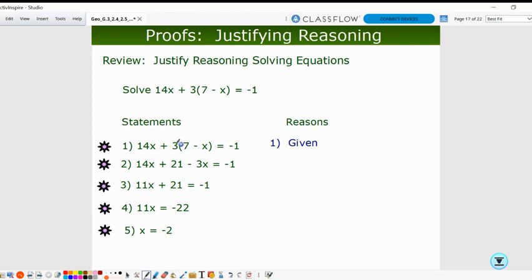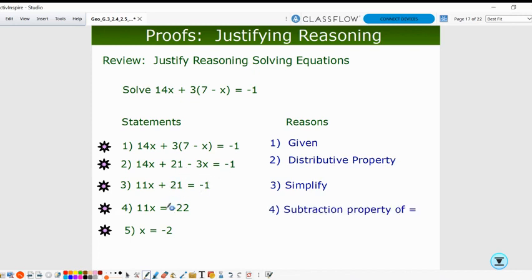As we work on this, what's happening? For my first line of work, it looks like I distributed. So that would be the distributive property. After that, what did we do? Well, it looks like we combined the x's. So that might be a step called simplify. We're just simplifying the math there. After that, we're subtracting 21 on both sides. If you're subtracting on both sides of an equation, you're using the subtraction property of equality, and I abbreviate that throughout my notes. Lastly, we're dividing by 11, so that's the division property of equality. And this would be your first proof.